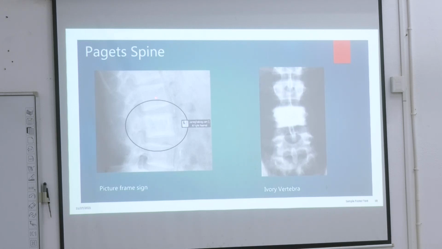So here also there is increased opacity, ivory vertebra. Why is the opacity increased? Due to increase in sclerosis. Sclerotic activity is maximum in the vertebra. So we can see there is straightening of the vertebra, increase in intervertebral space and sclerosis of the vertebral body. And this is the maximum amount of sclerosis of the vertebra. This is called ivory vertebra and this is called picture frame sign. All are MCQs.